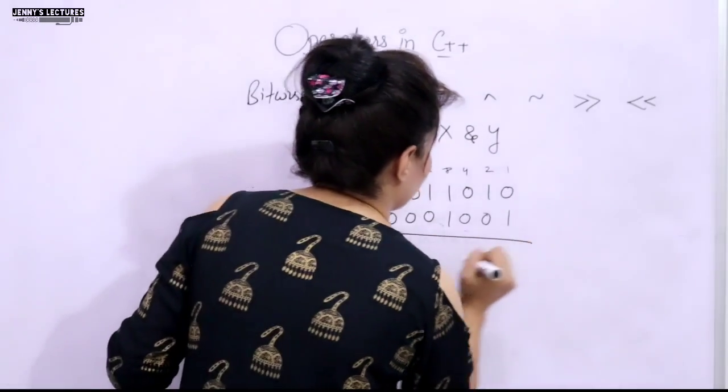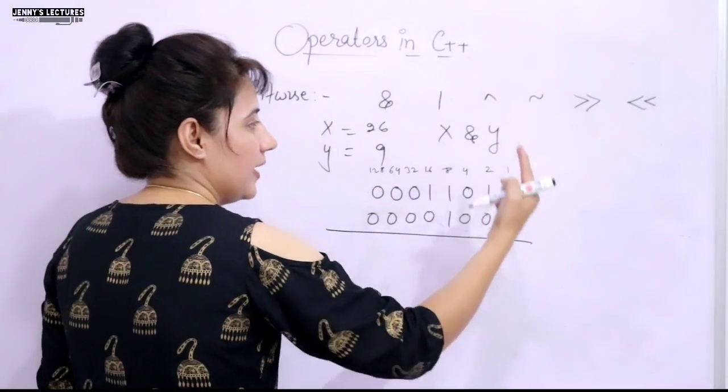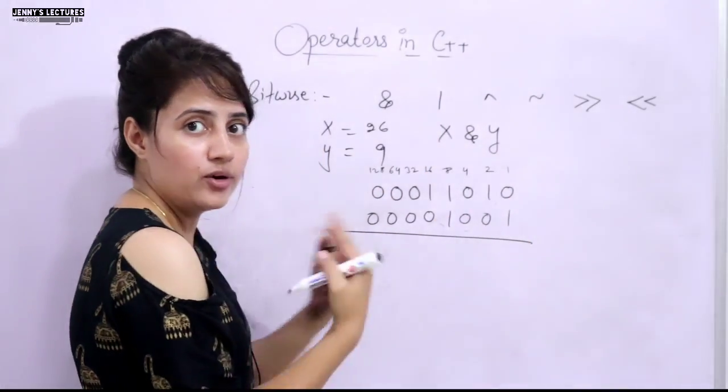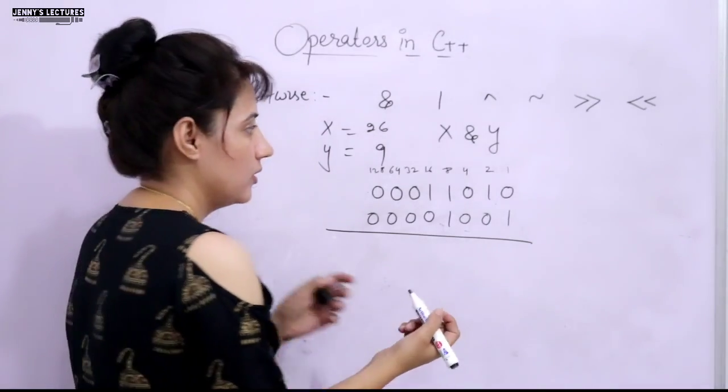Now bit by bit you perform the operation. For bitwise AND, same as before, if both are 1 then only it will give 1, otherwise 0.